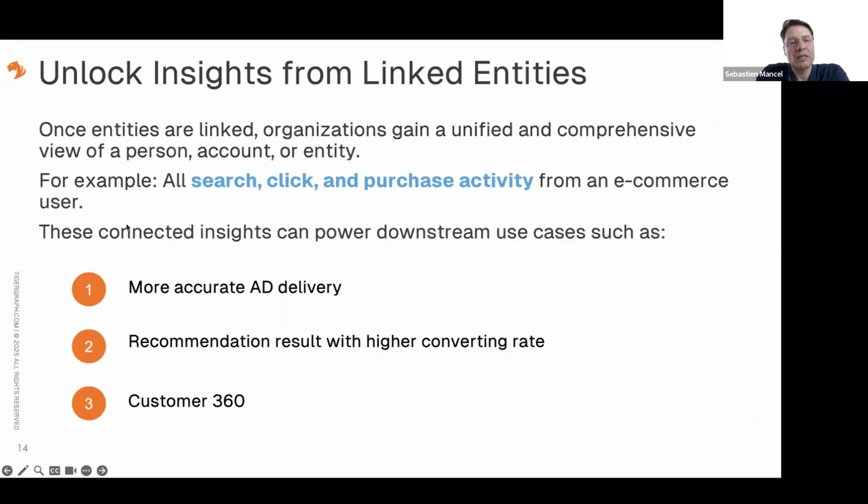All right. So now that we've matched and linked the records, the next step is to derive business insight from the unified entity graph. And this is where the real value kicks in. So instead of siloed transactions and disconnected attributes, we now have a connected network that reflects a complete view of the entity. So let's look at what this enables.